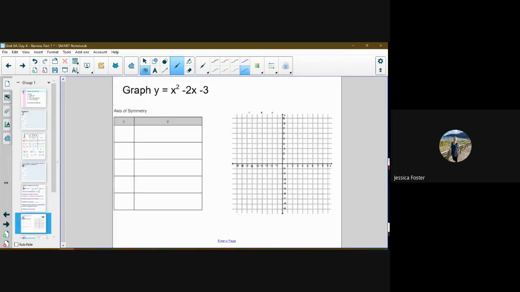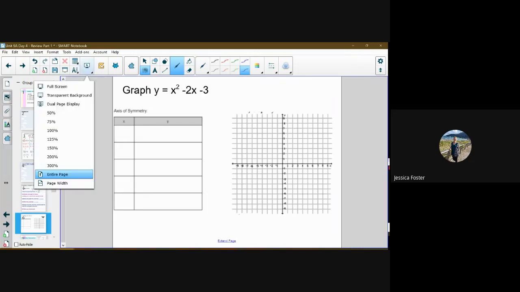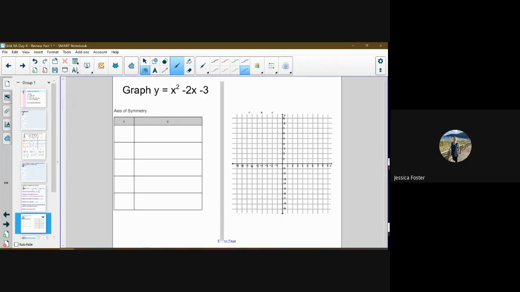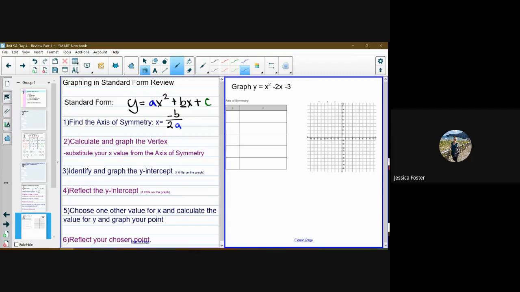We're going to put those steps into action right here, right now. First step: find the axis of symmetry. We're going to use our equation, negative b over 2a. Looking at this, my a value is 1, my b value is -2, and my c value is -3.